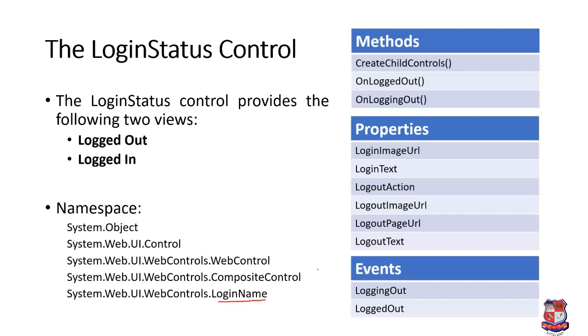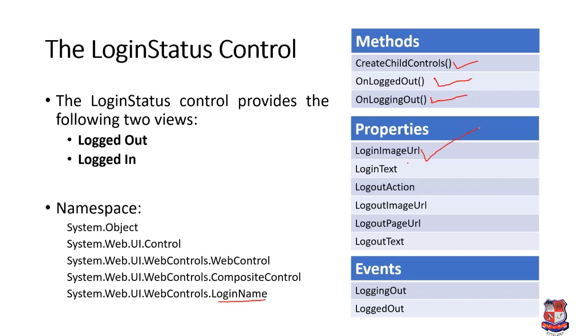We'll start with the first, that is methods. First one is the CreateChildControls method. It creates child controls to make the login status control. Next is the OnLoggedOut method. It is used to raise the LoggedOut event when the user clicks the logout link. Next is OnLoggingOut, it is used to raise the LoggingOut event when the user clicks the logout link on the login status control.